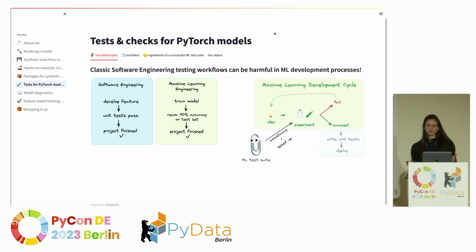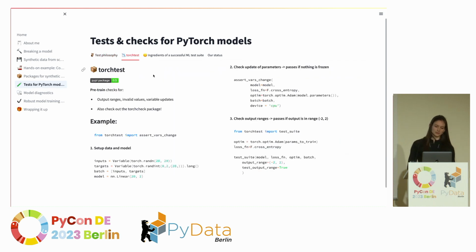A very useful way to use tests and checks here is to have something like a machine learning test suite, which basically offers assistance during the experiment phase and also helps us speed up our experiments by preventing the most common bugs. So let's look at an example of a machine learning test suite. I want to show you this package called Torch Test. It's basically a single function call which you can run before your model. The pre-train checks offered in this package, for example, test for output ranges, invalid values, and also how the variables or parameters in your model are updated.